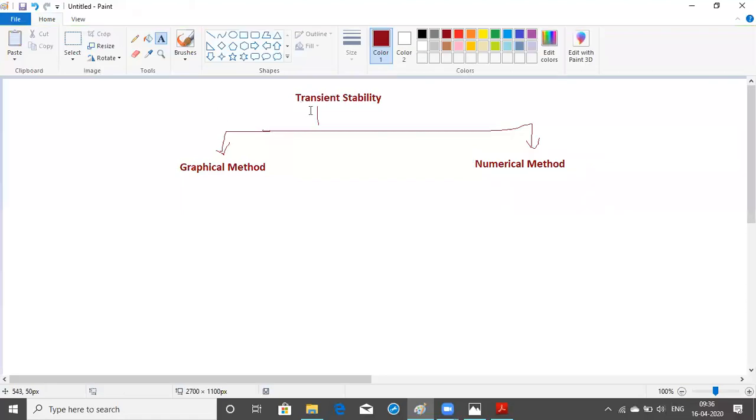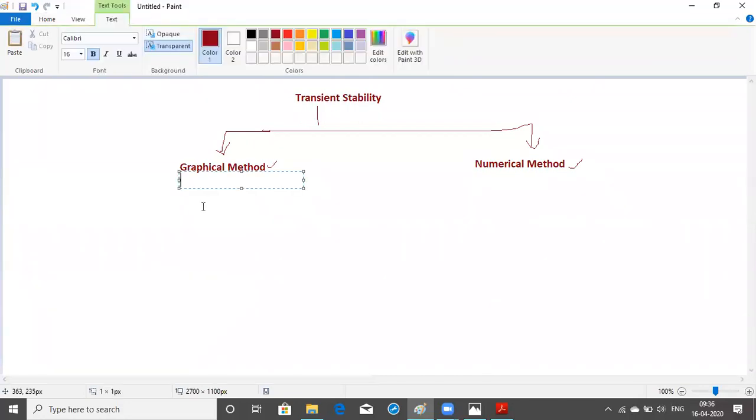We have two methods in order to determine the transient stability, similarly to how we determine the steady state stability. Similarly, we are going to determine the numerical method. So what is actually this graphical method? We have only one method under this one. We are going to call it the equal area criteria.